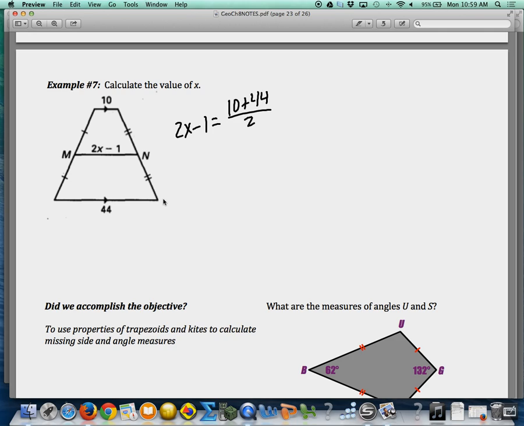You just do 10 plus 44 and then divide by 2. Yeah, what is 10 plus 44? 54. 54 divided by 2. 27. So I get 2x minus 1 equals 27. You could multiply by 2. That still works, but this way's quicker. Add 1 and I get 2x equals 28. So x equals 14.